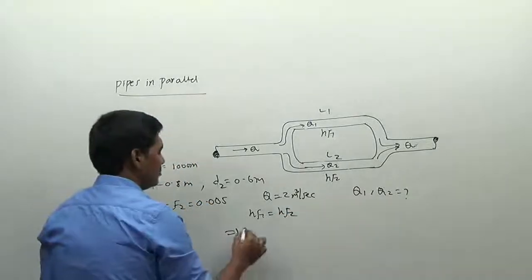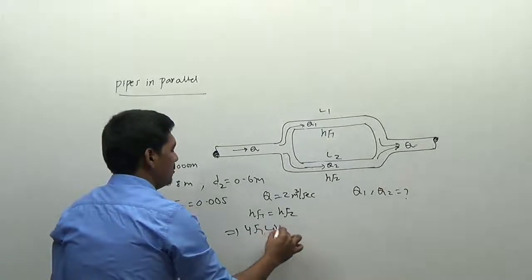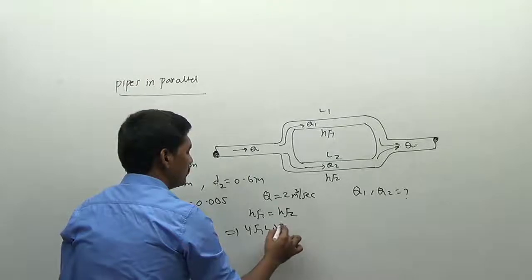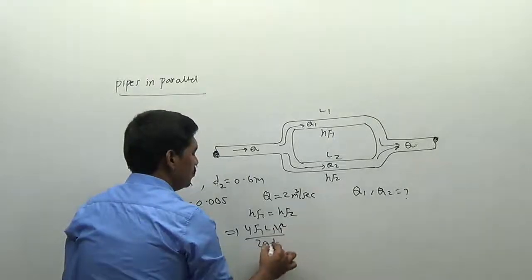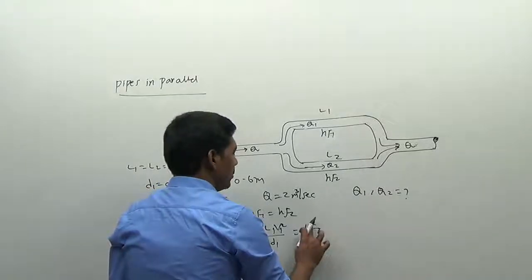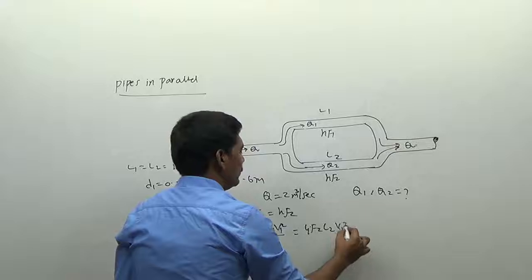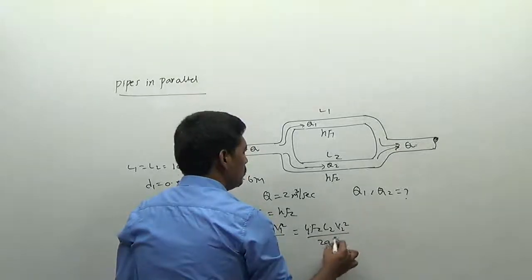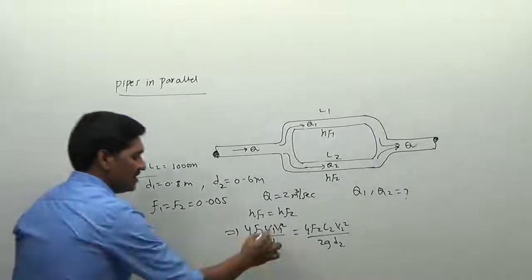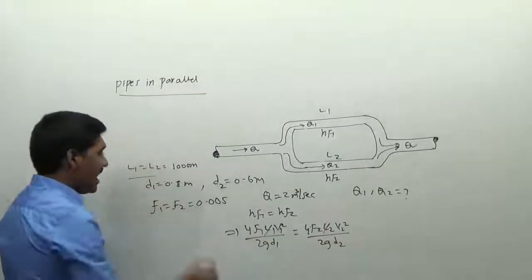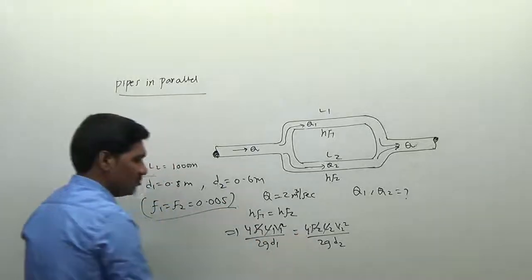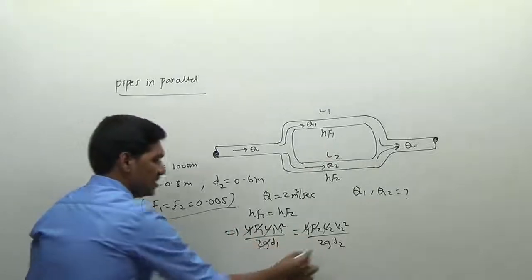So what is the value of HF1? 4F1 L1 V1 square divided by 2G D1 is equal to 4F2 L2 into V2 square by 2G into D2. And if you observe carefully, since L1 is equal to L2, we can cancel these two terms. It is given F1 is also equal to F2, the coefficient of friction. Therefore, we can cancel F1 and F2. So we can cancel 4, and we can cancel 2G and 2G.